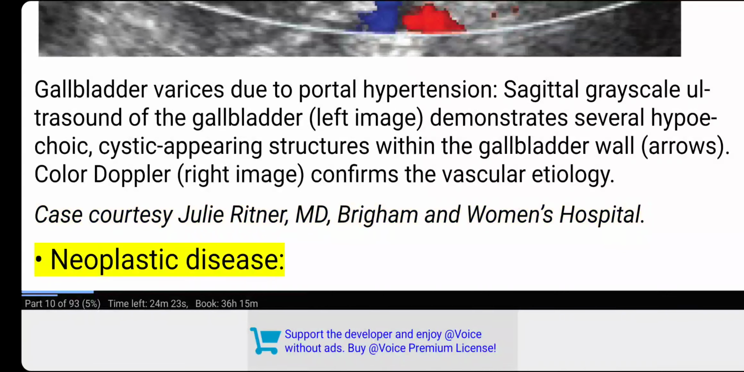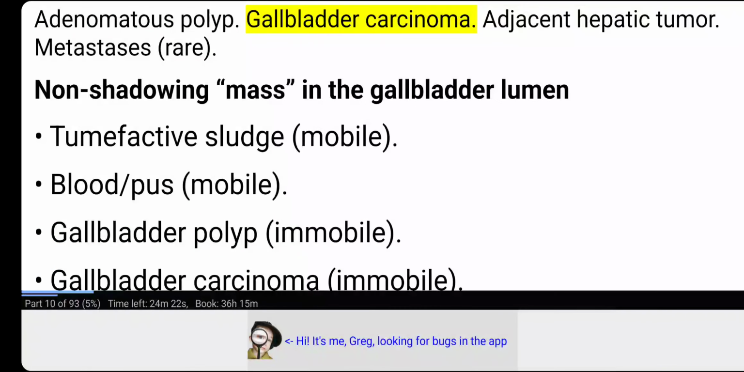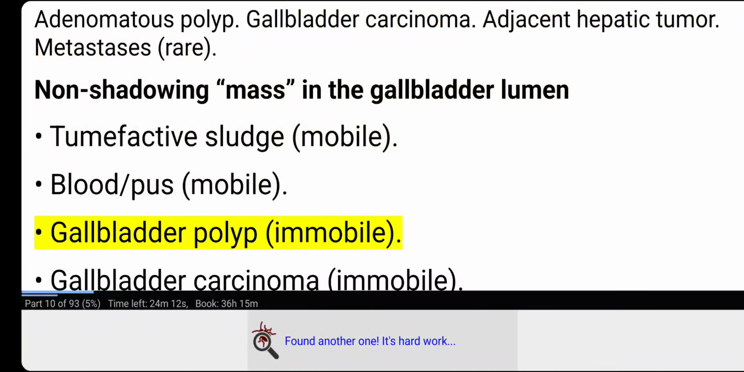Neoplastic disease. Adenomatous polyp. Gallbladder carcinoma. Adjacent hepatic tumor. Metastasis rare. Non-shadowing. Mass in the gallbladder lumen. Tumefactive sludge, mobile. Blood, pus, mobile. Gallbladder polyp, immobile. Gallbladder carcinoma, immobile.